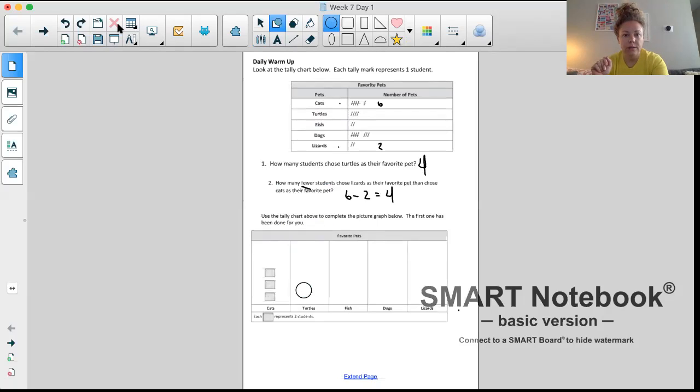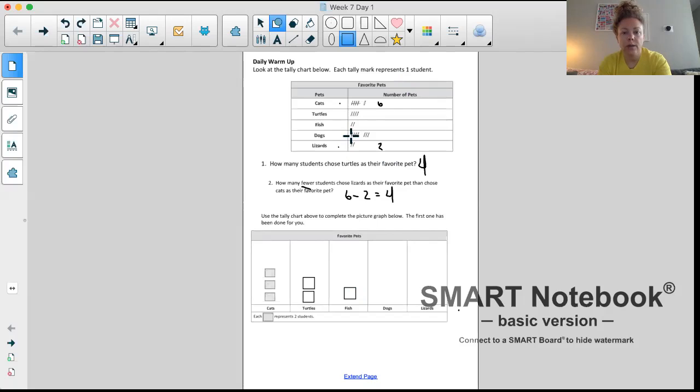Oop, I have a circle. Let me fix that. All right, 1, 2 boxes represents 2, 4. All right, fish is next. So we look up to the top. How many students like fish best? 2 students, so that means 1 box. Okay. And then we have dogs.